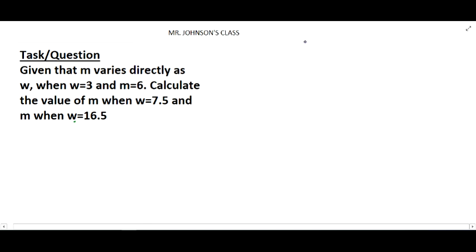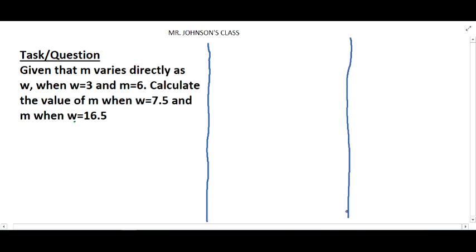Okay, we have some questions here on direct variation. Now when you see questions on direct variation, don't be frightened. They are very simple, much simpler than you imagine or think. So let's go ahead and solve this.